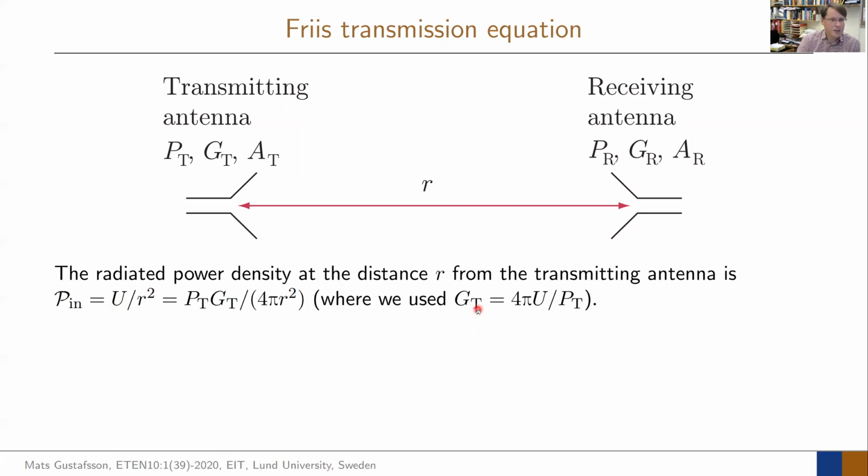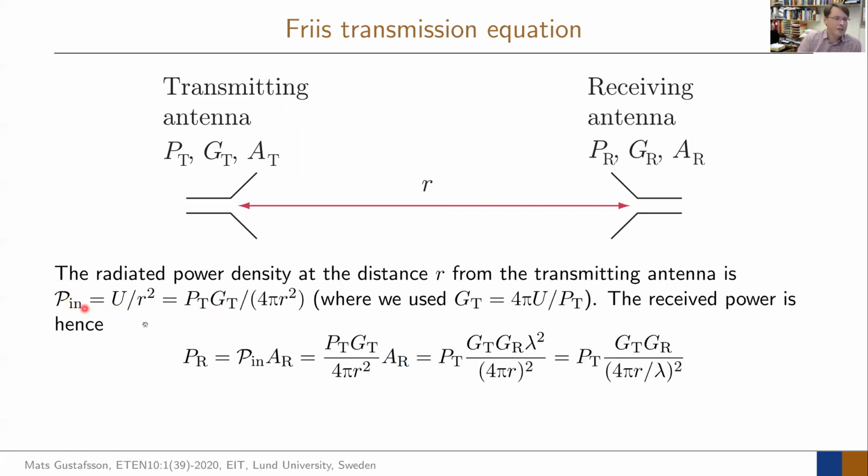We can then use that the gain is related to the radiation intensity to write this in the gain. And then we have the incident power density, which we then can relate to the received power. And that gives us precisely what is called the Friis transmission formula, which some of you have seen before. And that says that the received power is the transmitted power, the product of the gains of the antennas, and then divided by 4 pi R, and R normalized with the wavelength, squared. That is Friis transmission equation.